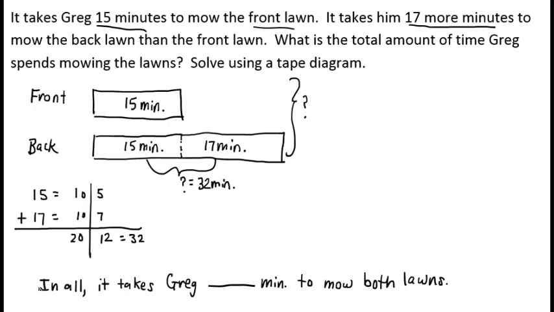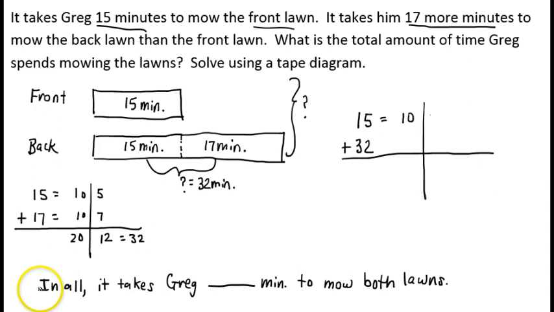Now let's find the total amount of time. And again, we'll use expanded form addition. So I have 15 minutes for the front lawn and 32 minutes for the back lawn. 15 is 10 and 5. 32 is 30 and 2. 5 and 2 is 7. 10 and 30 is 40. 40 and 7 is 47. That means in all, it takes Greg 47 minutes to mow both lawns.